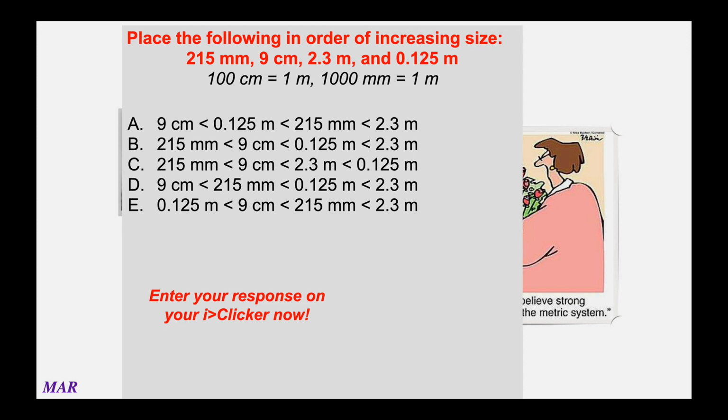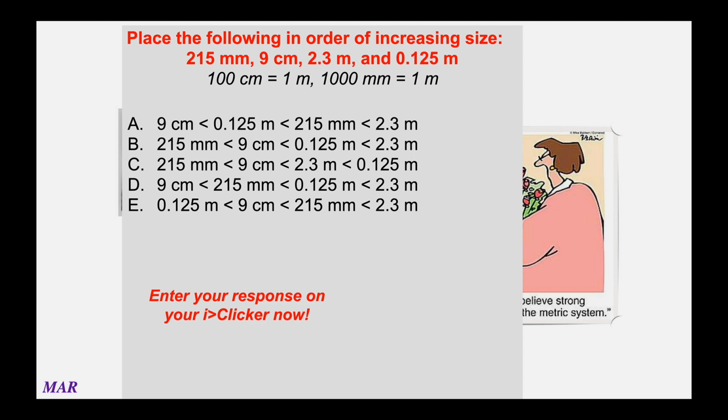0.215 meters is what 215 millimeters is. And that number is bigger than 0.125 meters, but not, of course, 2.3 meters. So far, we've seen that 0.125 is small. 215 millimeters, which is 0.215 meters, would be next, and 2.3 meters would be the biggest. But we still need to talk about 9 centimeters.